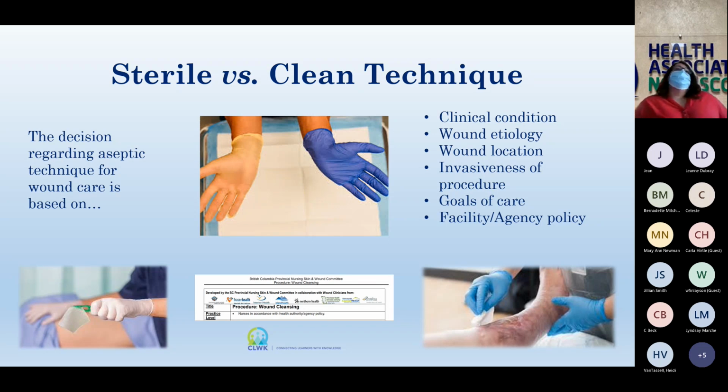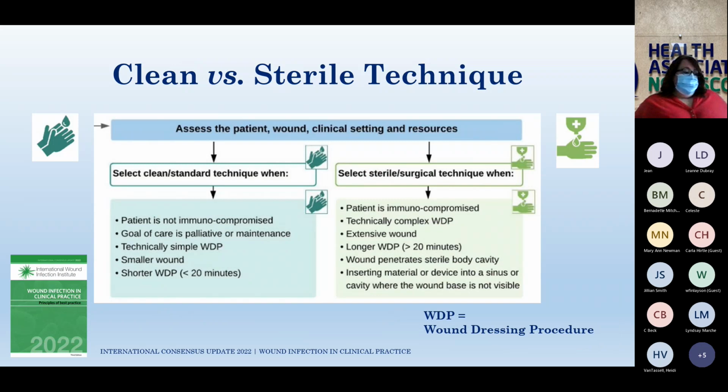This information did come directly from the CLIC website, and I'm not sure if you remember, but that is Connecting Learners with Knowledge. It is a great resource and has a lot of policies and procedures that align with Wounds Canada's best practice recommendations. This slide is a chart from the International Wound Infection Institute's Principles of Best Practice from 2022, and this just elaborates on making these decisions.